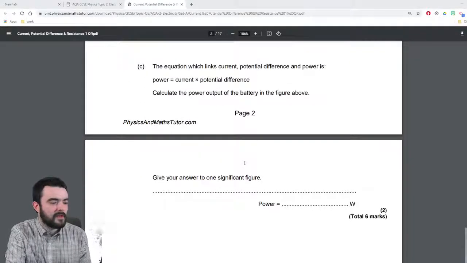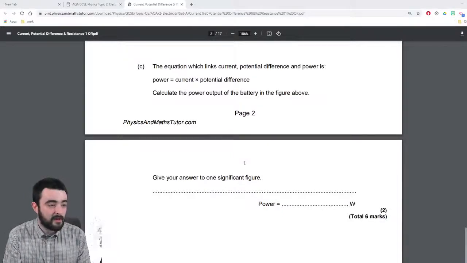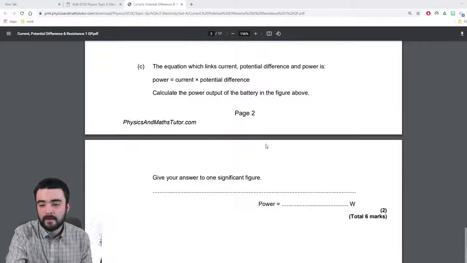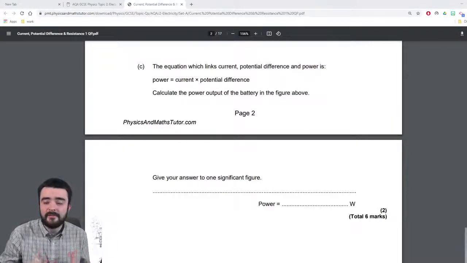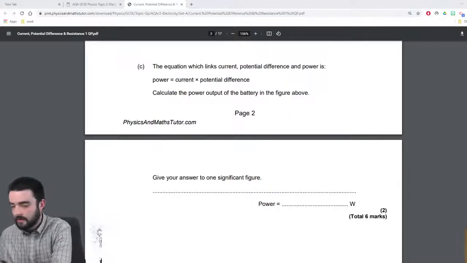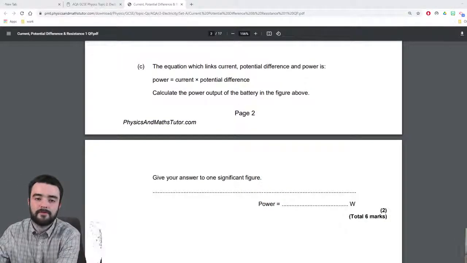Right. The equation which links current, potential difference and power is power equals current times potential difference. Calculate the power output of the battery in the figure above. Give your answer to one significant figure. So, power is the rate of energy transfer.